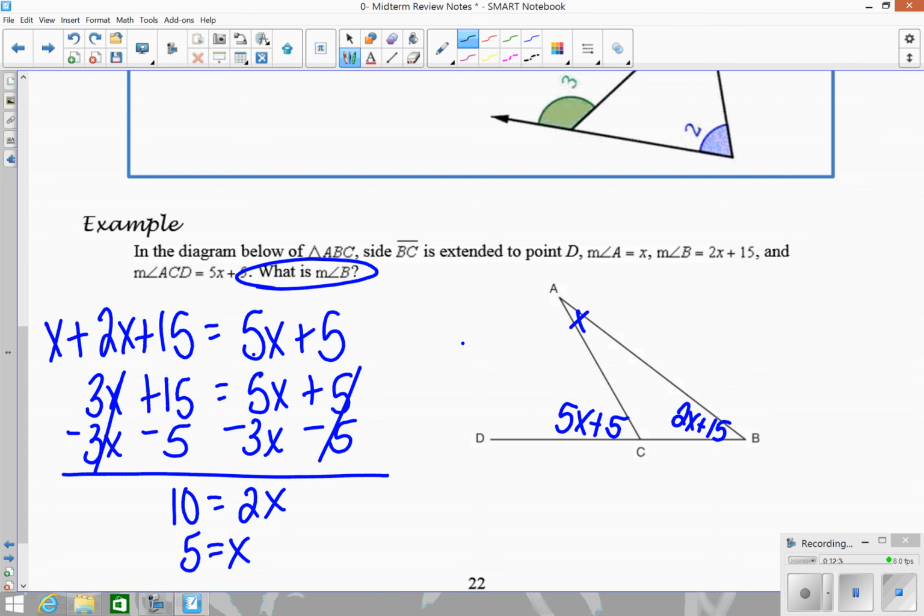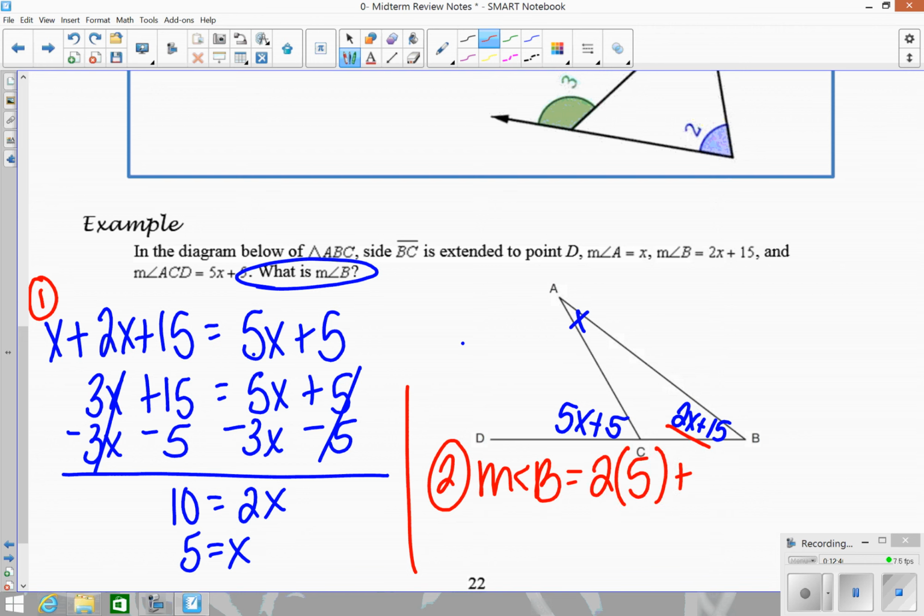Now remember, it says what is the measure of angle B? So this is step 1. Step 2 is to find the measure of angle B by plugging in. So I'm going to plug in 5 into this. I have 10 plus 15, so we get 25. That's the answer for this one. That's just using the exterior angle. The two angles that are not adjacent to the exterior angle add up and equal that exterior angle.